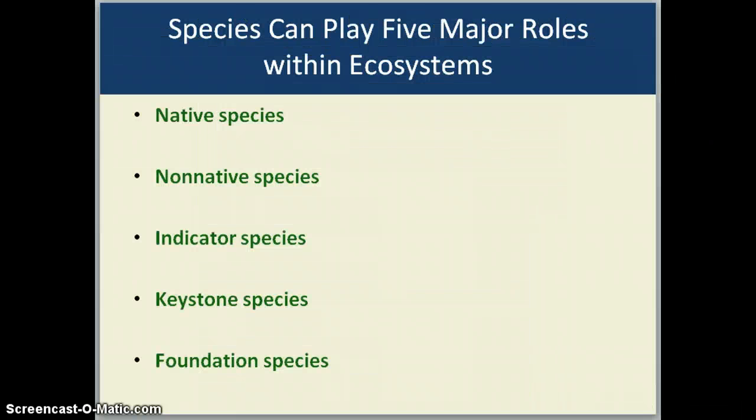Species can play five major roles within ecosystems. They can be a native species. A native species means that it belongs in the area that it's growing, and that the native animals rely on that species for food and shelter. There are non-native species. They came from a different place and do not belong in the area. Sometimes they are called invasive species.